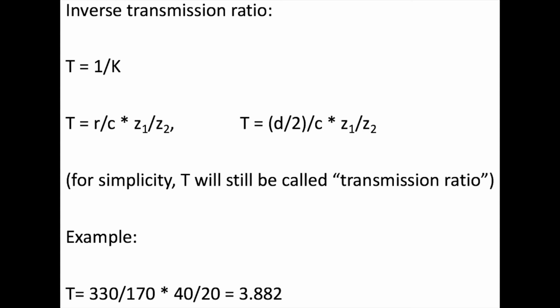To go around this issue, we will make use of the inverse ratio, T equals 1 divided by K, or T equals R divided by C times Z1 divided by Z2, or T equals D divided by 2 divided by C times Z1 divided by Z2. With the above numbers, T equals 3.882. It means that for every meter of foot travel, the bike will move 3.882 meters forward on the road.